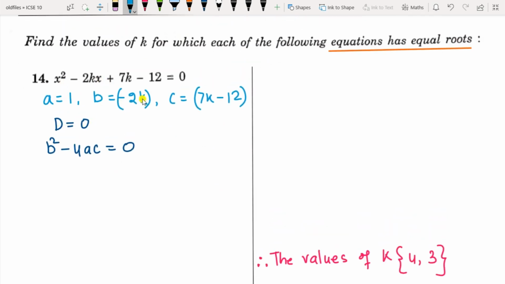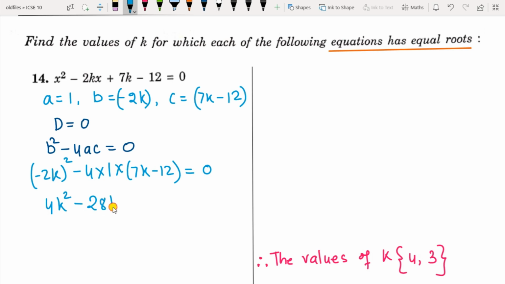Write the values of a, b and c from the equation. So here in this case a is 1, b is minus 2k and c is 7k minus 12. But D is equal to b square minus 4ac, so it should also be equal to 0. Now substitute the values: minus 2k squared minus 4 into 1 into 7k minus 12 equals 0. So this is 4k square minus 4 7s is 28k, minus minus is plus, and 4 12s is 48, equal to 0.